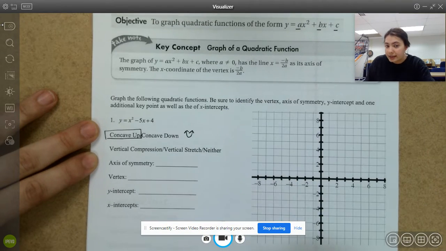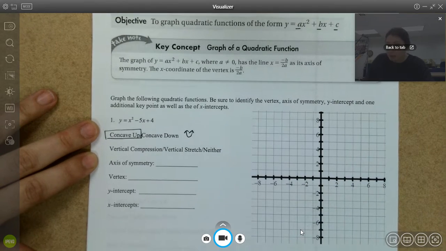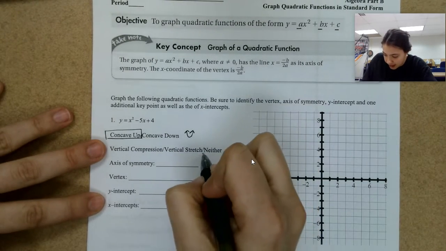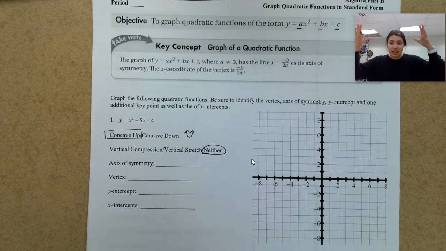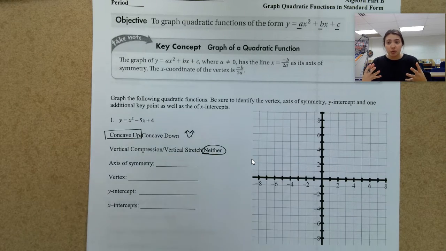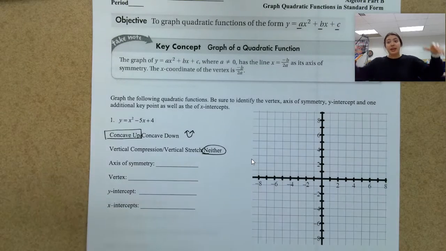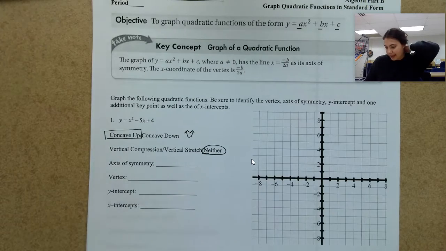Now, because that a value is just 1, that means that there is no stretch or shrink or compression or whatever you want to call it that your teacher uses. There is none of that. So we can go ahead and circle neither. So that means that when we start sketching that U-shaped figure, we're going to be able to just square our x value each time. So from the vertex, we can go out 1 and up 1. From the vertex, we can go out 2 units and up 4, and then out 3 and up 9, and so on and so forth.